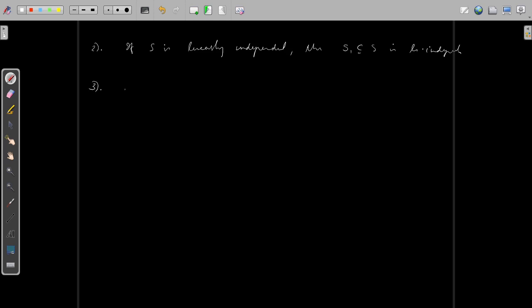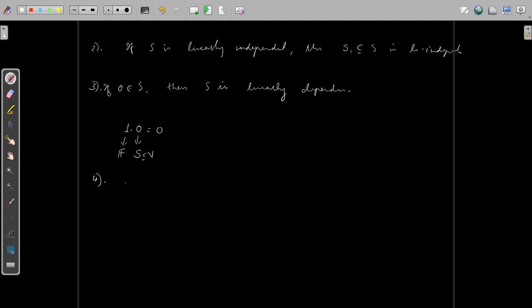The third remark is if a set contains 0 as an element of S, then S is linearly dependent. If S is a non-empty subset of V containing 0, then you can easily write that 1 times 0 is equal to 0, as this 0 is an element of S and 1 is an element of F. So any set containing 0 is linearly dependent.